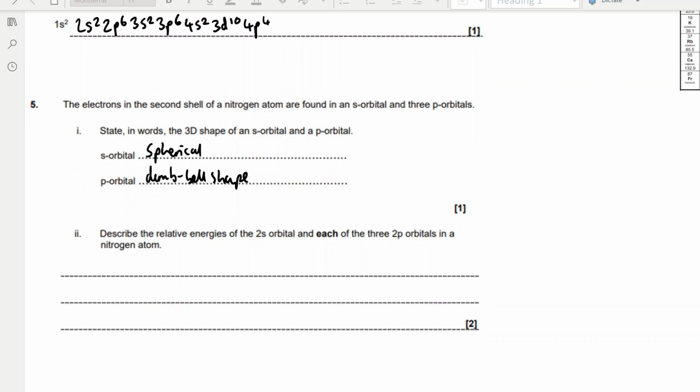Describe the relative energies of the 2s orbital and each of the 3 2p orbitals in a nitrogen atom. So the p orbitals have a higher energy than the s because the p orbitals are further from the nucleus, and the s orbital fills before the p orbital. And then the p orbitals all have the same energy. It's random which orbital in the 2p subshell will fill first.